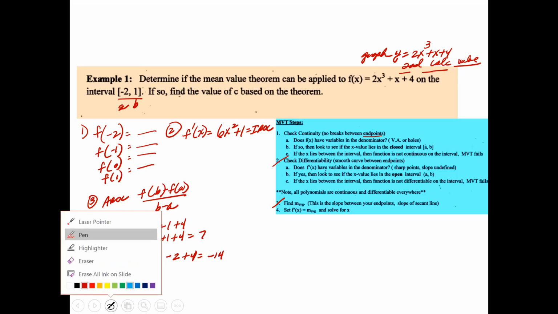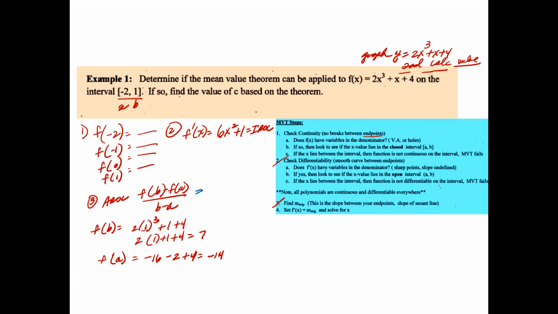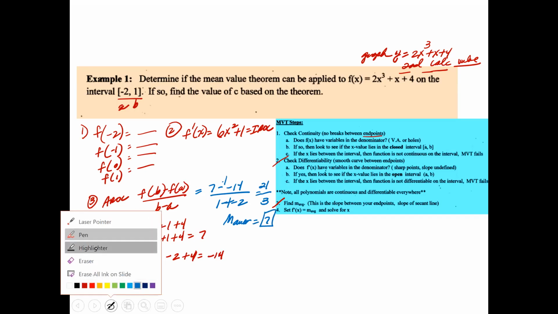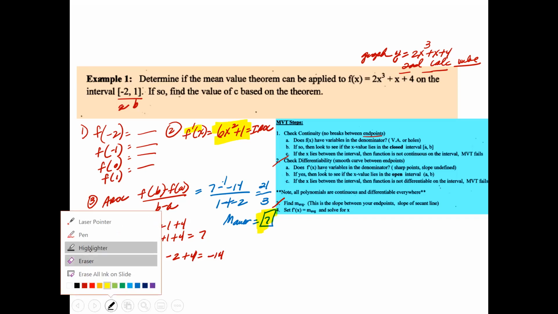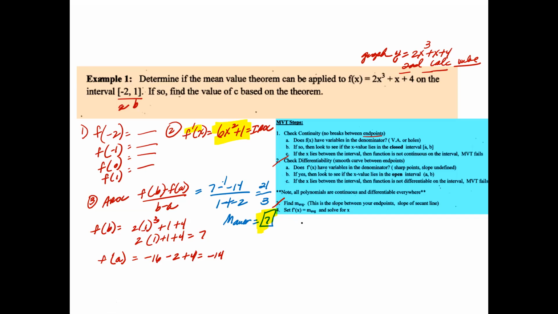So then when I take those two numbers and plug them into my average rate of change, I will have b, which is 7, minus a, which is negative 14, over b, which is 1, minus a. So that becomes a plus, this becomes a plus, 21 over 3, which is just going to give you a 7. So now I'm going to set this part equal to 7 and solve for x, and that is my last step.